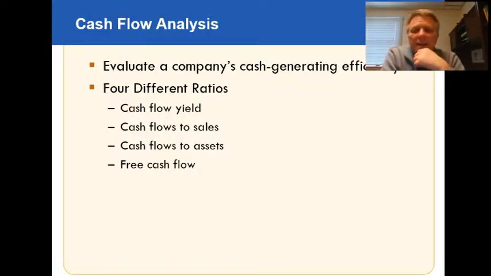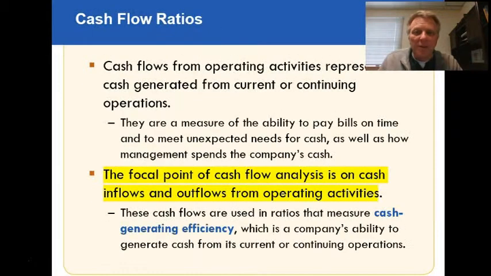We want to look at some of these ratios that you're going to be studying this week, all around how efficient the company or business is at using its cash or generating its cash. Kind of think of your business as a machine for making cash, all right? How well do you do that? There are four different measures: cash flow yield, cash flows to sales, cash flows to assets, and then there's the free cash flow ratio as well.